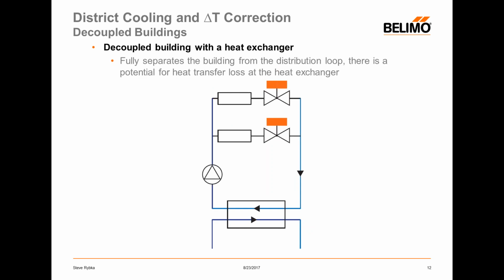And finally, a decoupled building with a heat exchanger. So, of course, the heat exchanger is going to completely separate the building from the distribution loop. We could have a little heat transfer loss because of the heat exchanger.